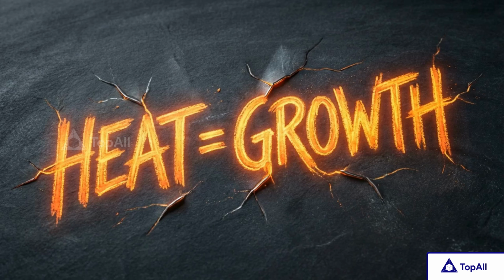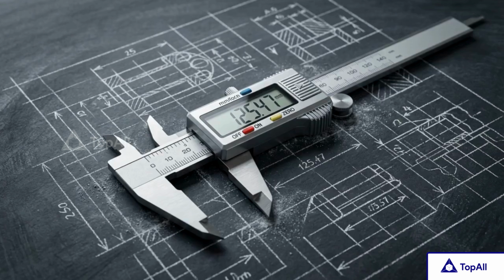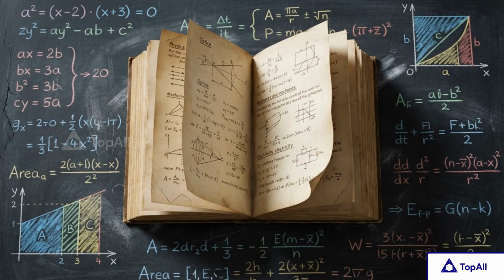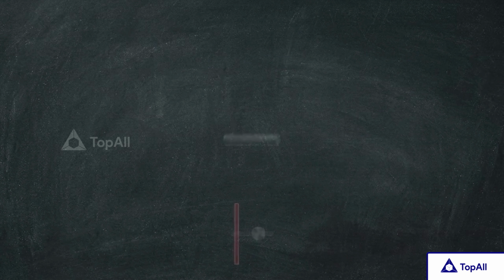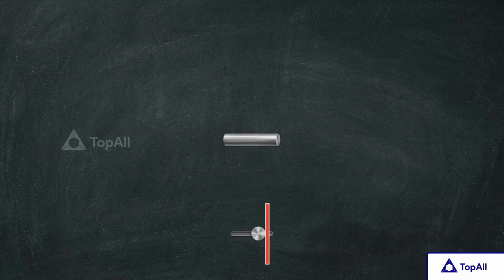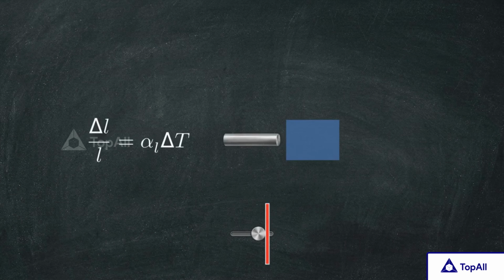While it's easy to observe in everyday life, utilizing it for complex engineering requires moving beyond general observation into mathematical precision. To understand how to harness this force, we have to look at the math behind the expansion. Imagine a simple metal rod. If we increase the temperature, it extends by a tiny fraction. We measure this using the coefficient of linear expansion, alpha sub L. This constant value tells us exactly how much its length changes for every degree of temperature shifted.